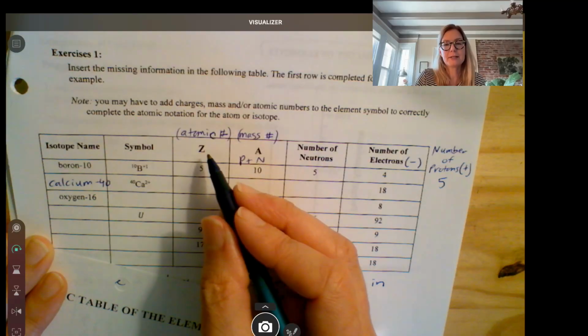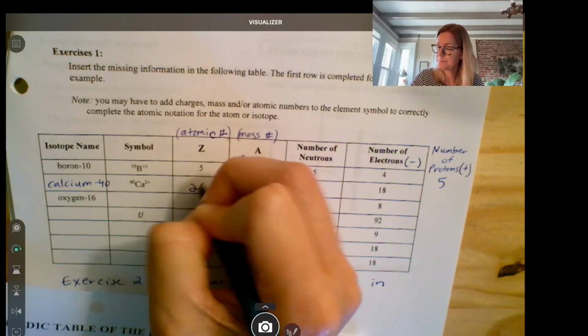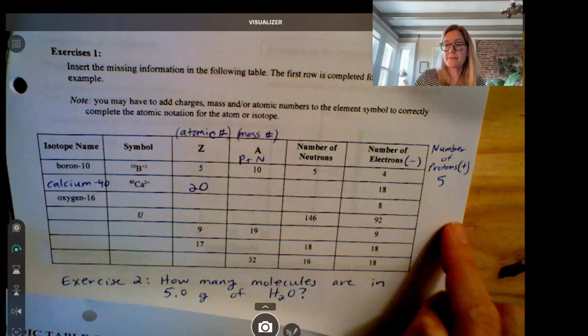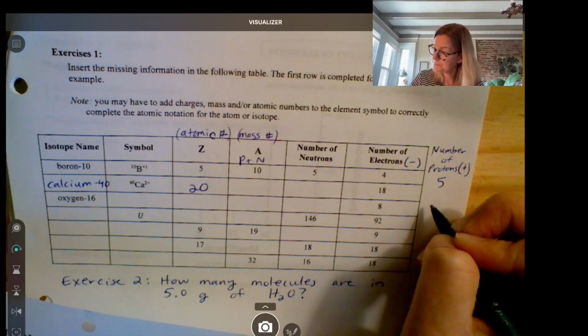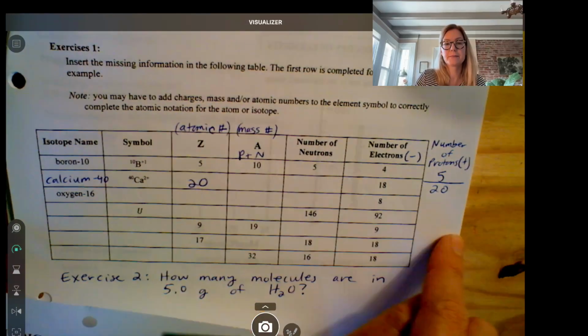Z is the atomic number. That's on the periodic table, okay? So the atomic number for calcium, that's the top number. It's 20. And if the atomic number is 20, that means the protons are 20. Okay, those are always the same, the atomic number and the protons.